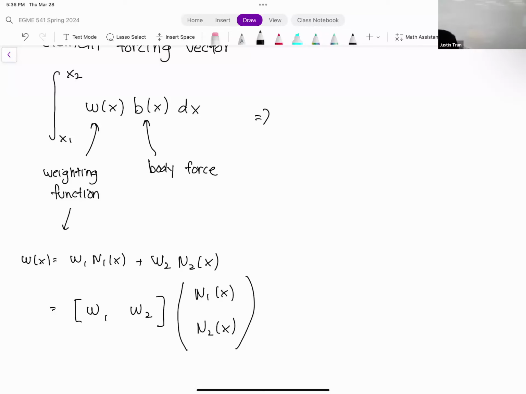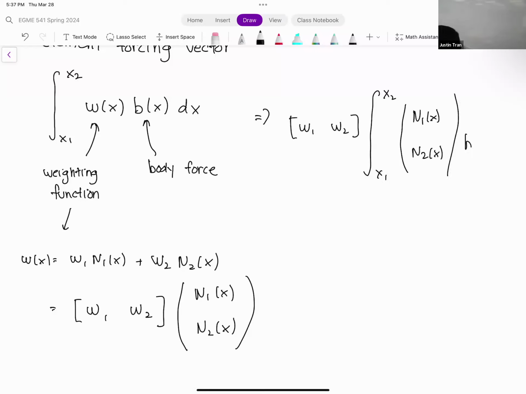And so what I get from this is w1, w2 factored out of the integral from x1 to x2, excuse me. Then we have our column vector here, n1 of x and n2 of x, multiplied by b of x dx. And that's as far as we can take it for this term.